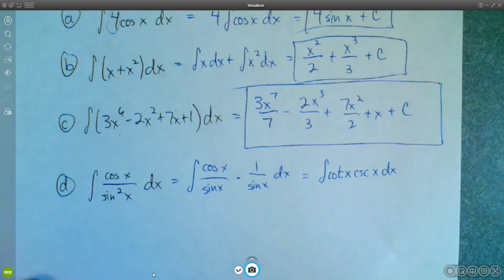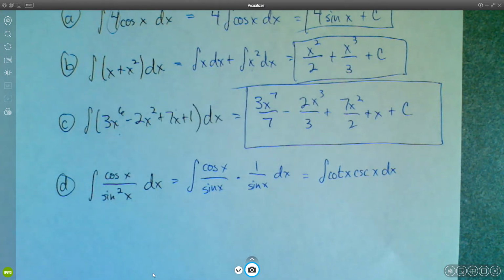So, is there a function whose derivative is cotangent x cosecant x? Or, to give you another hint, is there a function whose derivative is cosecant cotangent? And the answer is not exactly, but close, right? We know that the derivative of cosecant is negative cosecant cotangent.